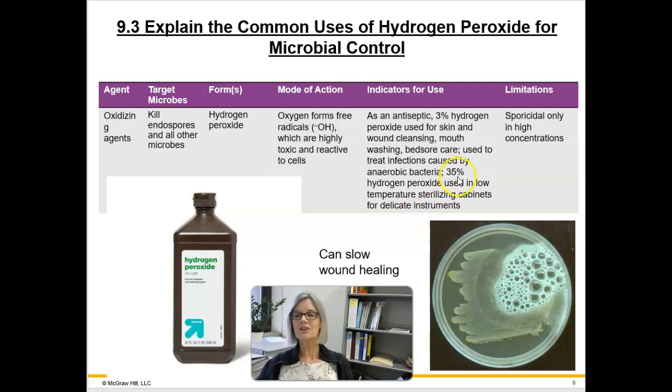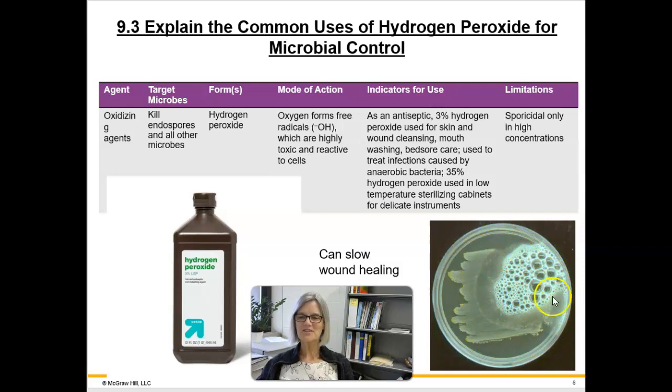Here it says in a 35% solution, that's pretty high, it can be used to sterilize instruments that might be used in surgical settings. Sporicidal only in high concentrations. So this would be something that would be used in a professional setting, not in a home care or wound care setting.